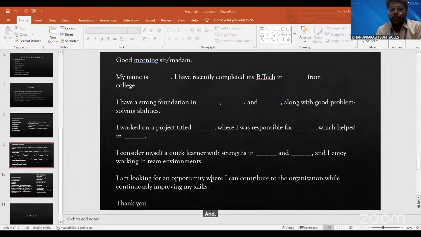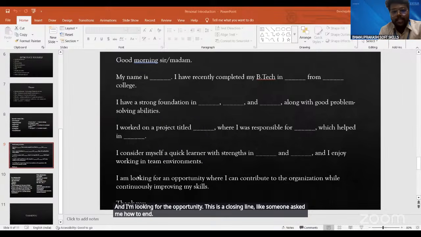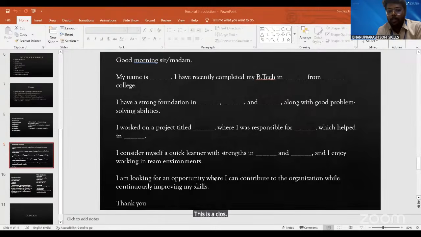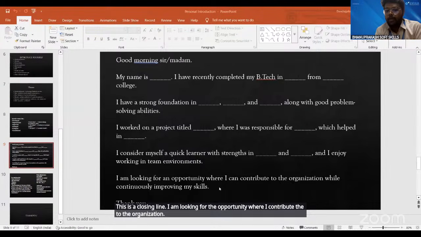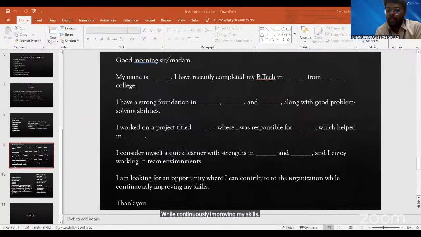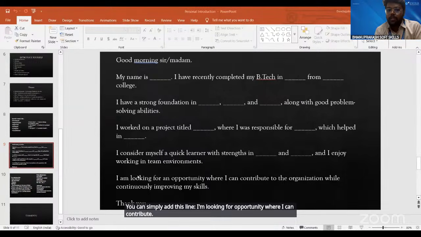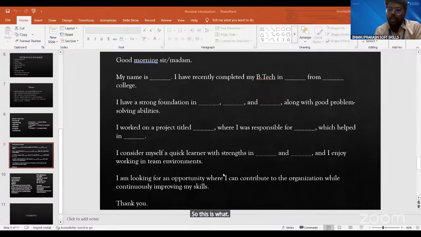And I'm looking for an opportunity. This is a closing line. Someone asked me how to end the introduction. This is a closing line: I'm looking for an opportunity where I can contribute to the organization while continuously improving my skills. Or even if you skip "while continuously improving my skills," you can simply add this line: I'm looking for an opportunity where I can contribute. So this is the line that you can use, or else if you have any other lines, you can also use. But never end your introduction abruptly in between.